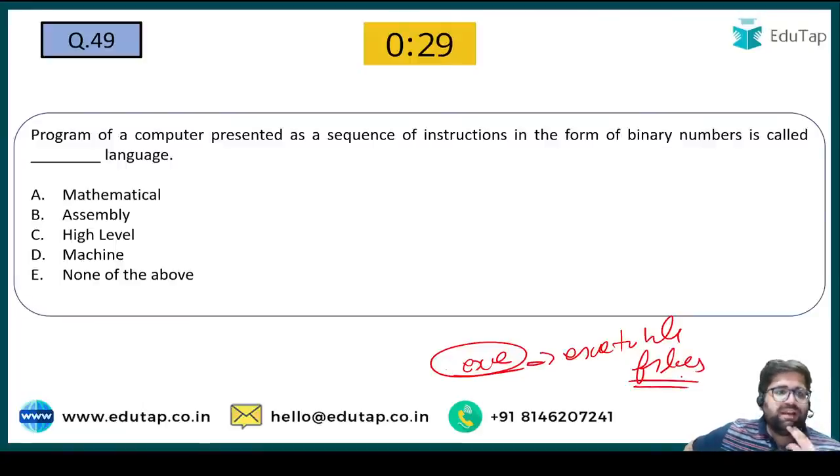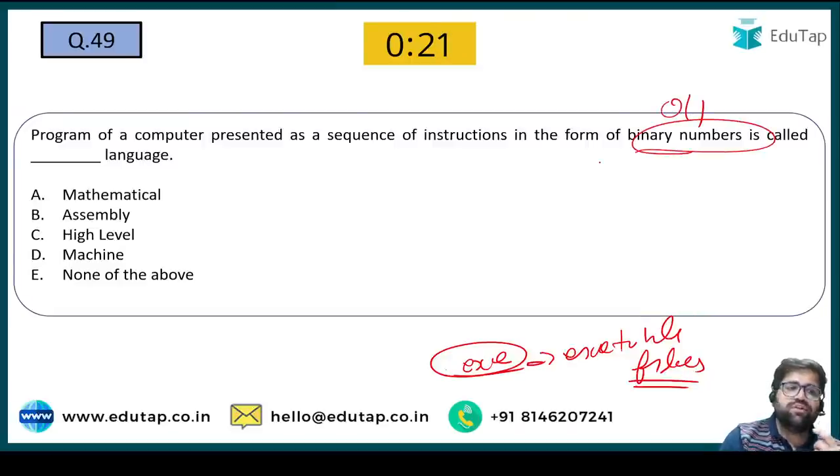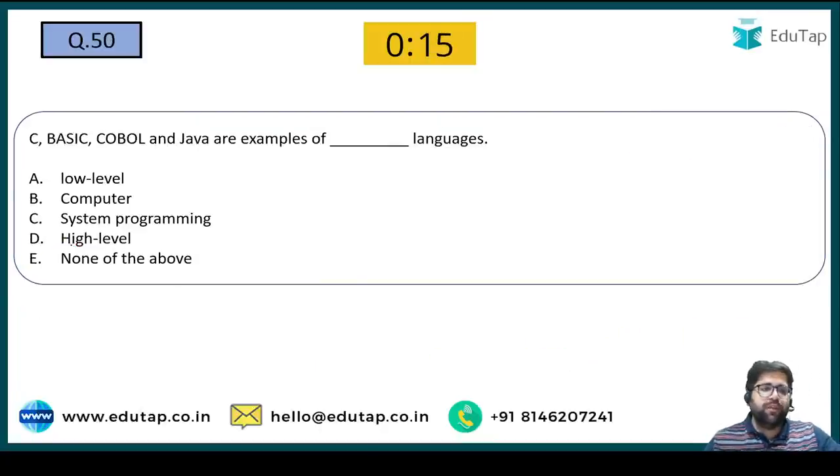Question number 49. Program of computer presented as a sequence of instruction in the form of binary number. Binary number is 0 and 1. It is called, I should say, machine language. Why? Because it is something which is understood by the computer. 50. Very easy question. I'm not wasting much of your time. We have just discussed this. It's a very high level language. Why is it a high level language? Because you will be needing certain codes to write it. Very easy question. Let's not waste our time on it.